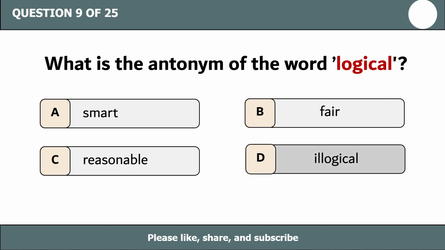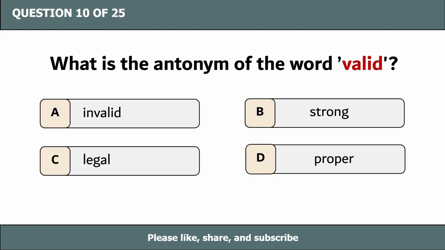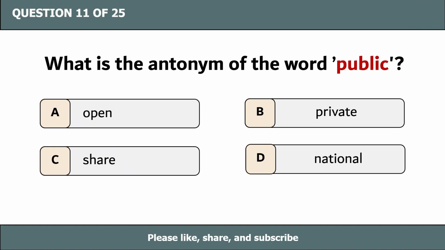The correct option is D. Illogical. Question 10. What is the antonym of the word valid? The correct option is A. Invalid. Question 11. What is the antonym of the word public?